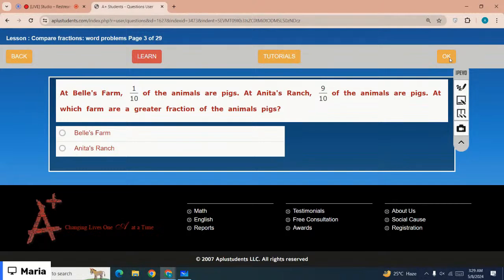The correct option is 9 out of 10, right? 1 out of 10 means you have a total of 10 animals, one of them is a pig. And 9 out of 10 means you have a total of 10 animals and 9 of them are pigs. So Anita's ranch has the greater fraction of pigs, right?